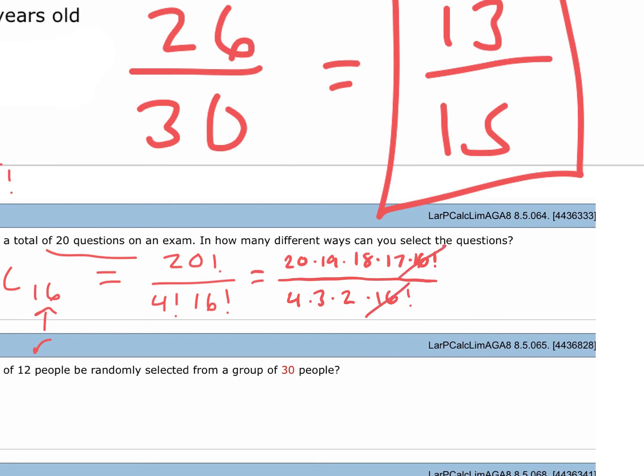Cancel out whatever we can. Let's see, 4 goes into 20 5 times. 3 goes into 18 6 times. And 2 goes into 6 3 times. So we're multiplying 5 times 19 times 3 times 17. What do we get? 4,845.